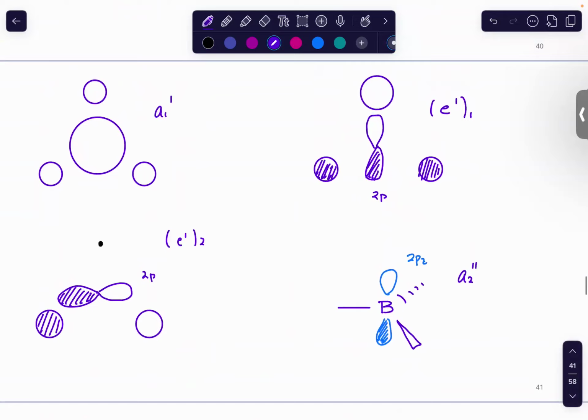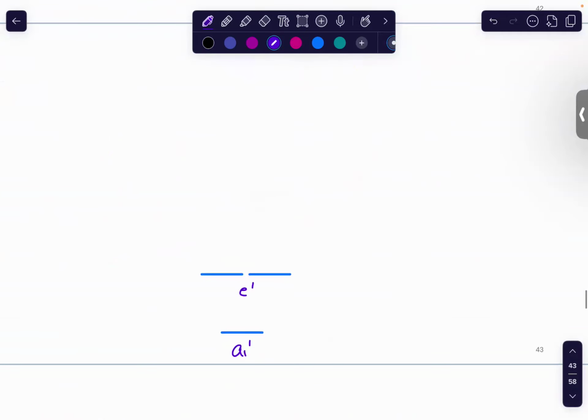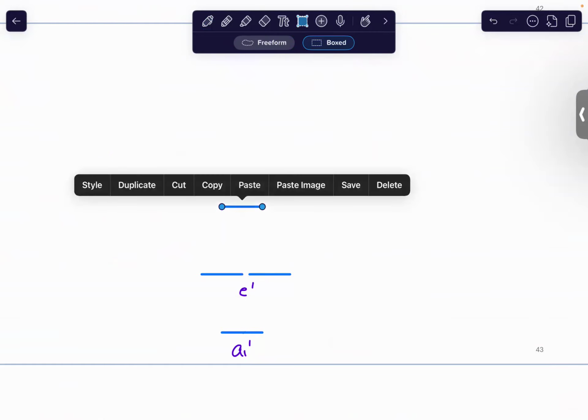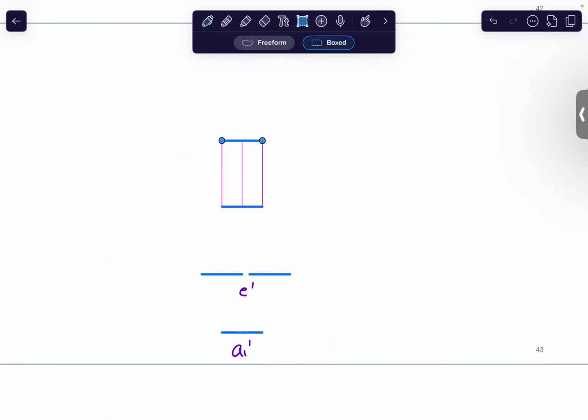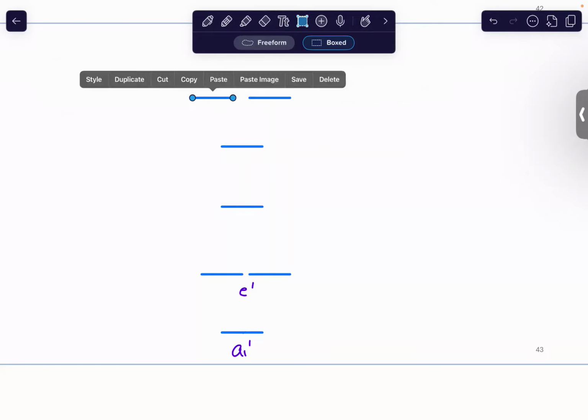Again, if you just go back up and look at the character table, that's what we're limited to. Okay, then we're going to have our non-bonding level. So it's just going to sit right here in the middle. Then we're going to have our A1 prime star. And then our E prime star.